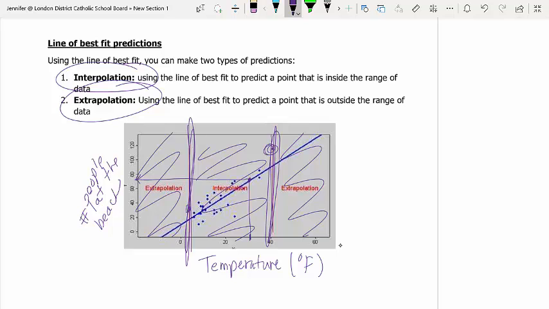But if I said, guess how many people would be at the beach if the temperature was 60 degrees Fahrenheit outside. So here's 60 degrees Fahrenheit. I'd go up to my line of best fit, put my imaginary point, go across to my y-axis. Looks like there'd be about 125 people at the beach if it was 60 degrees Fahrenheit outside. So because this point was outside of those first boundaries, that prediction is called extrapolation. So know the difference between interpolation and extrapolation.